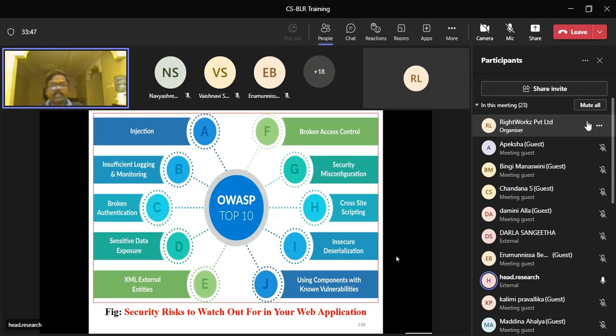So the first one, if you see, injection is one type of vulnerability. You are asking questions to the database, like structured query language questions with the help of DDL and DML commands, data definition language and data manipulation language. We are asking various questions to the database. That is called injection. This is one of the security risks.